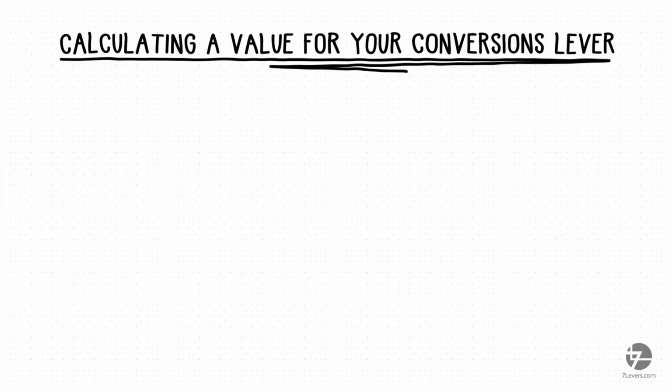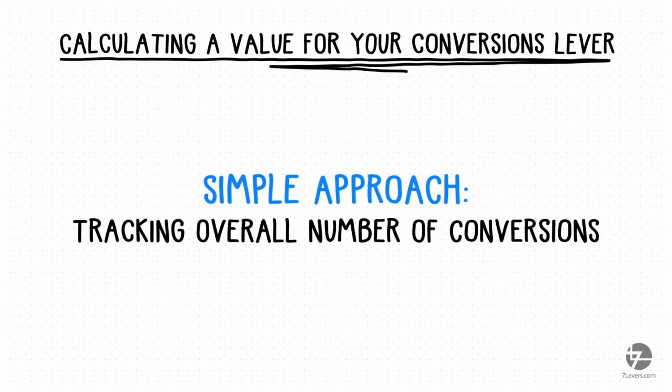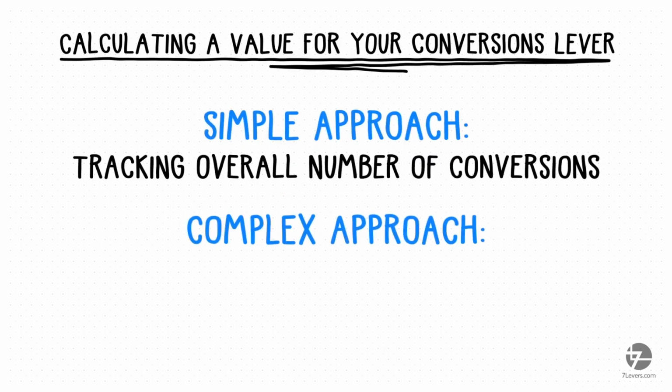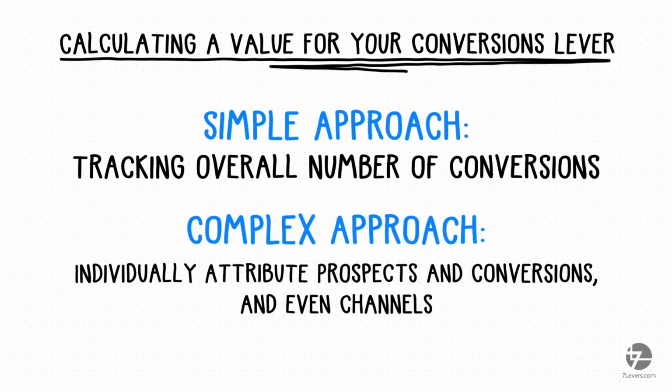When we're calculating and tracking data for this lever, we can use the simple approach of just tracking the overall number of conversions for that reporting period. And this is the easiest approach to implement. If you want to make it more complex and create more granular data, you can try to individually attribute prospects and conversions. And again, you can attribute channels, but both of those can be quite tricky to implement. So first pass, our recommendation is you simply track the number of conversions for that reporting period.